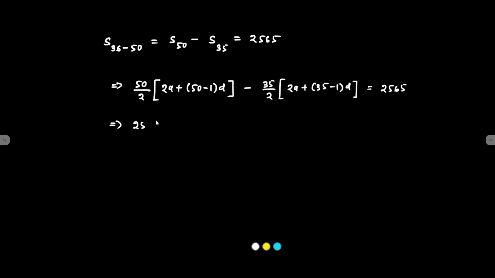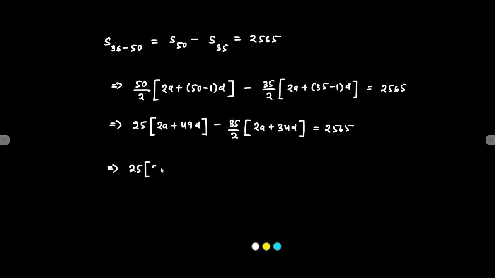That implies here it is 50 by 2, which is 25, into 2a plus 49d, minus 35 by 2 into 2a plus 34d, that is equal to 2565. So that implies 25 into 2a plus 49d minus 35 by 2 into 2 into a plus 17d is equal to 2565.